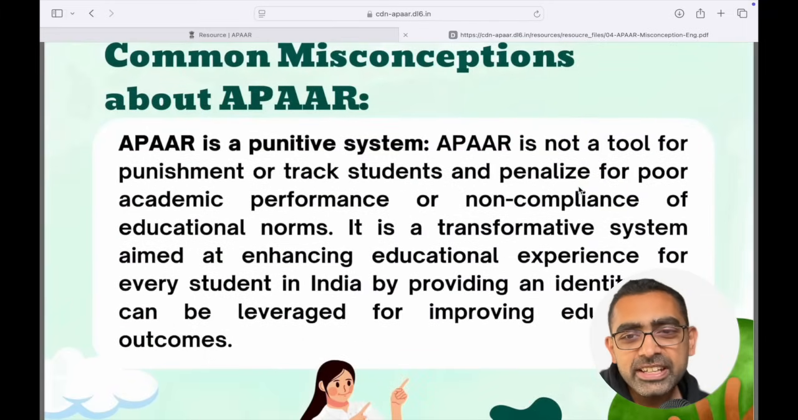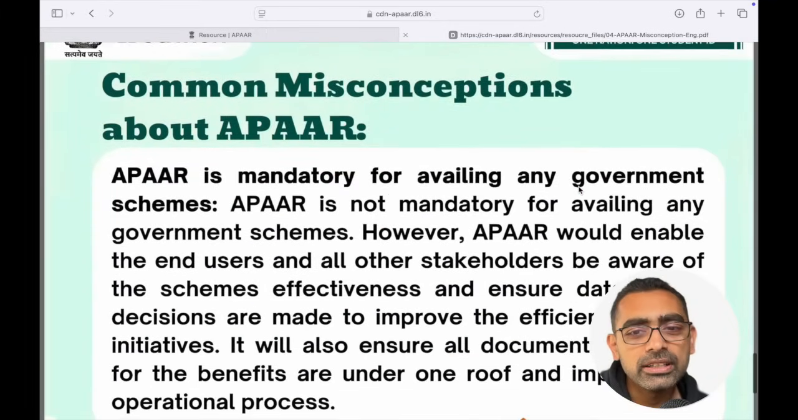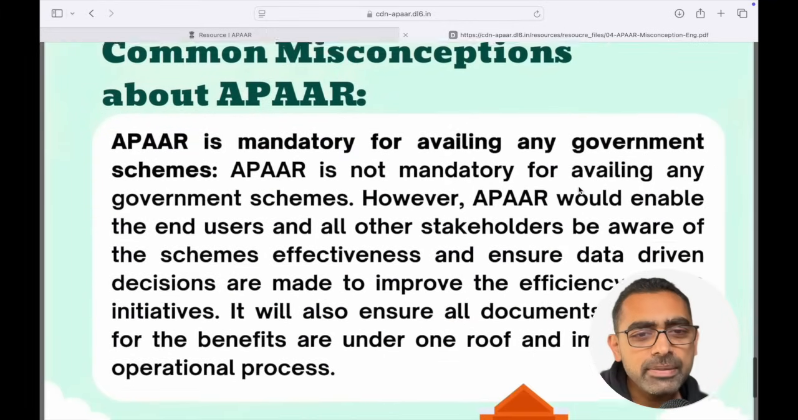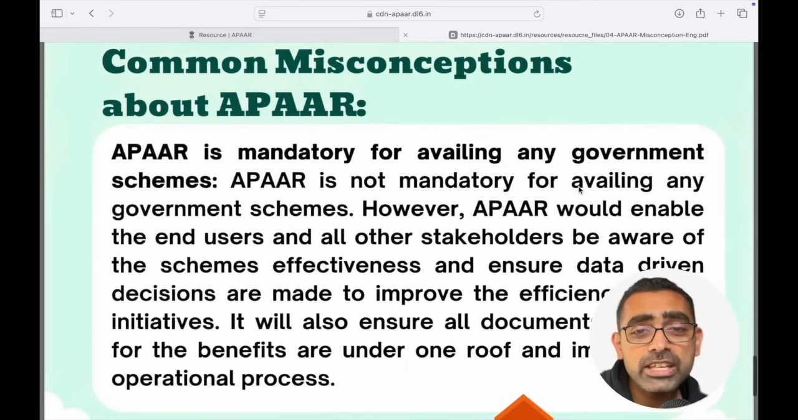Another misconception is that it is a punitive system. No, it's a tool. It's not a punitive system. It's basically to streamline everything: academic records, administration, retrieving of records, a seamless transition from one school to another, from school to college, and it will really be helping the education system a lot. Another misconception is that it's mandatory. As of now, it's not mandatory, but anyway, as you have seen, so many benefits are there that everyone should have it. This is for your own good, for the good of administration and for the good of school. So everyone will win if every student has an APAAR ID.